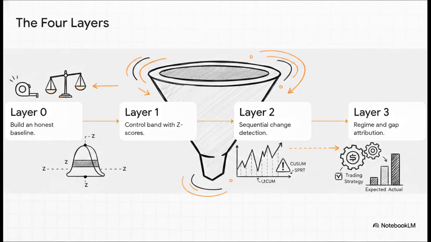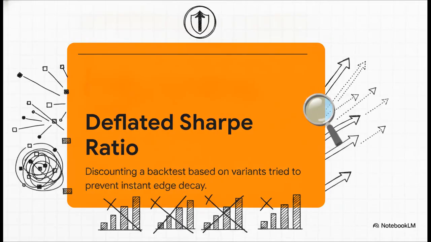Now, what's really interesting here is this 4-layer funnel. Each layer is specifically designed to separate normal bad luck from true edge decay using the absolute smallest number of live observations possible. Layer 0 establishes an honest baseline. Layer 1 uses z-scores to see if current performance is stepping outside expected ranges. Layer 2 brings in advanced change tests like QuantsHaven and SPRT to catch structural breaks. And finally, Layer 3 makes sure the strategy is actually trading in the market regime it was designed for before sounding any alarms.